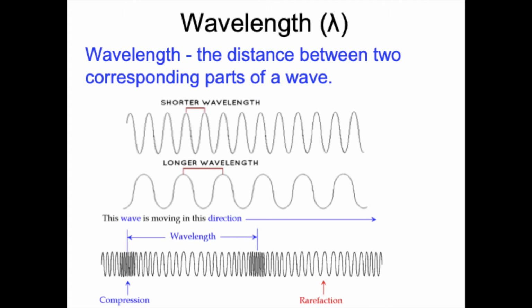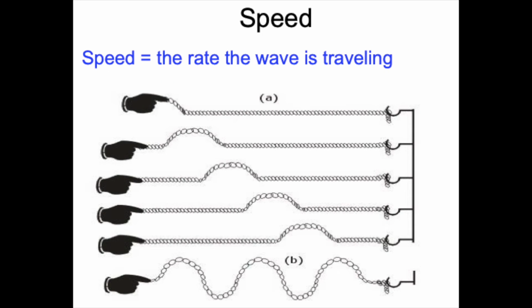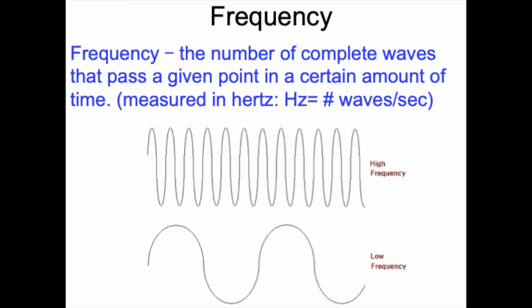Then we have our wavelength. Wavelength is the distance between two corresponding parts of the wave. So we actually take a look at peak to peak. We have a shorter wave, and we can compare that to a longer wave. Next we have speed. This is the rate the wave is traveling through the medium. If we put all these together, we get frequency, the number of complete waves that pass through a given point in a certain amount of time. This is measured in hertz.